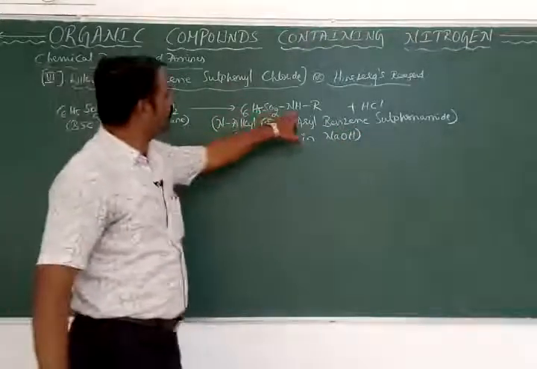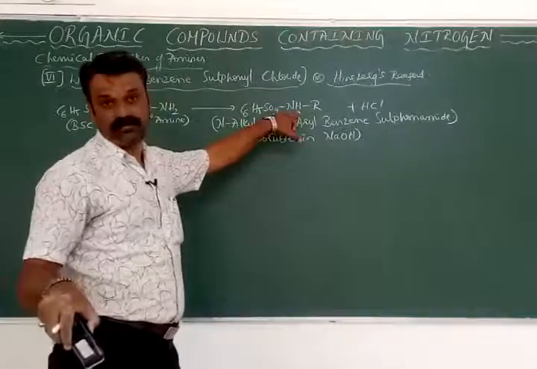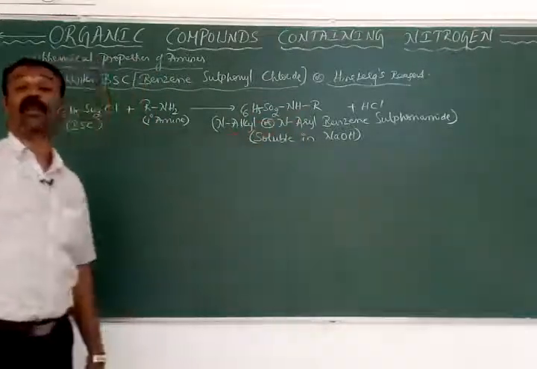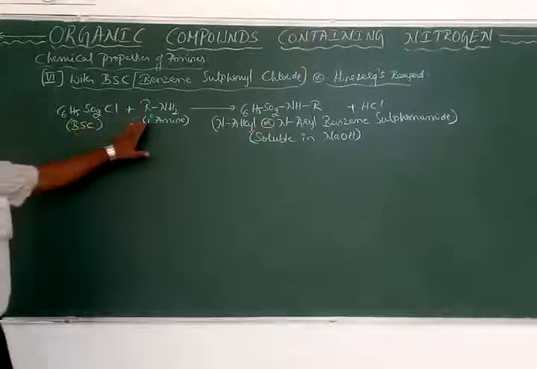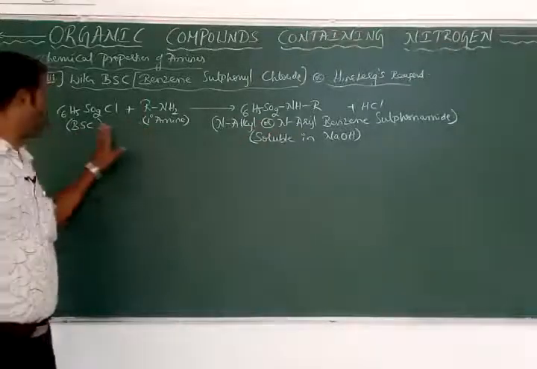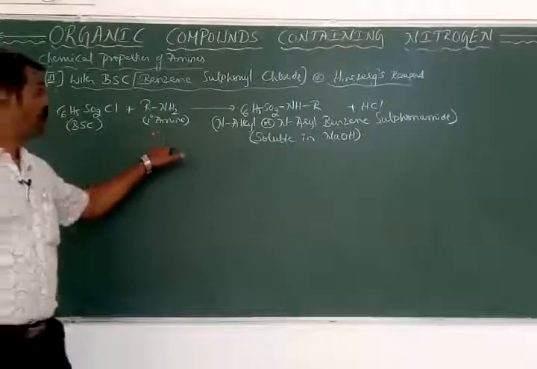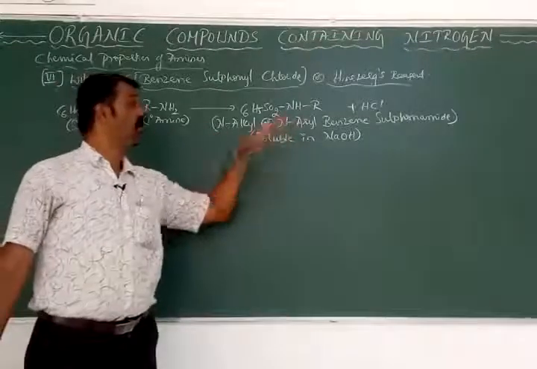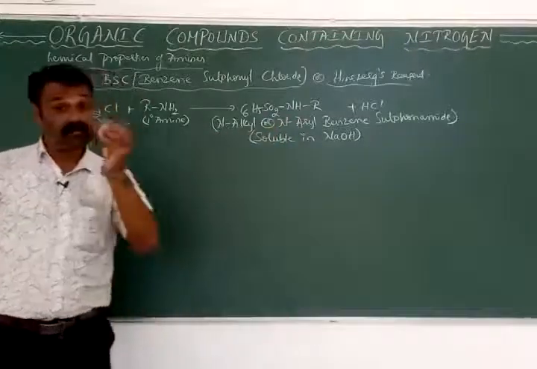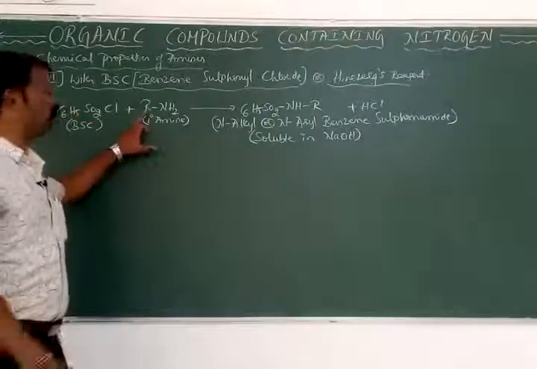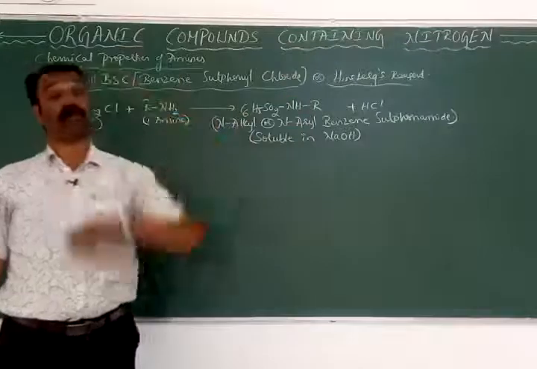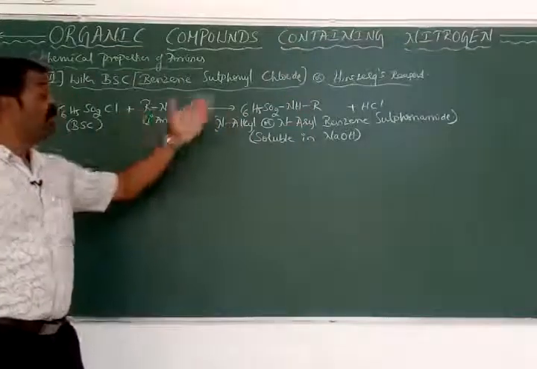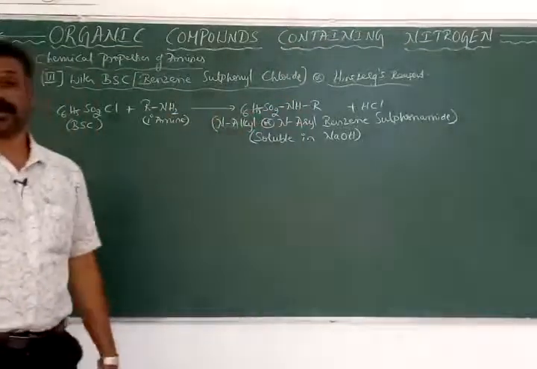Because this hydrogen is acidic, that is why it is soluble in which one? NaOH. For example, methylamine. What happens when BSC is made to react with methylamine? It forms N-methyl benzene sulfonamide. If R is equal to C2H5, ethylamine, the product is N-ethyl benzene sulfonamide. If R is equal to C6H5, N-phenyl benzene sulfonamide.